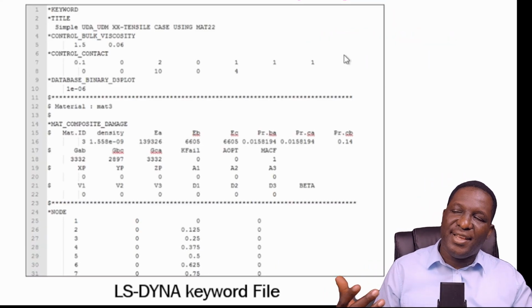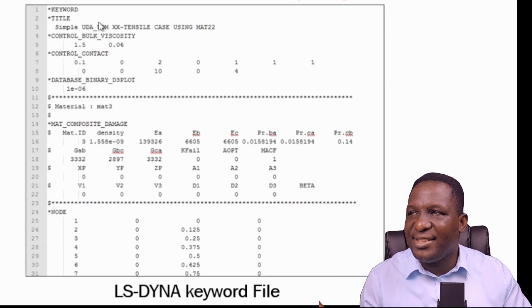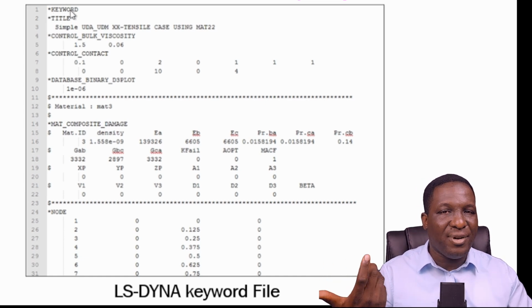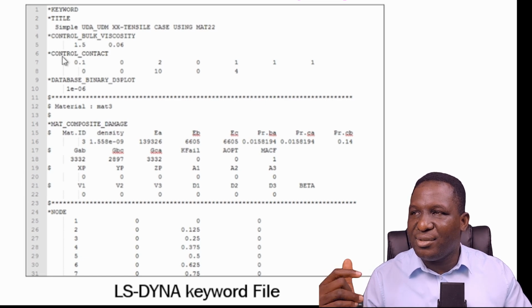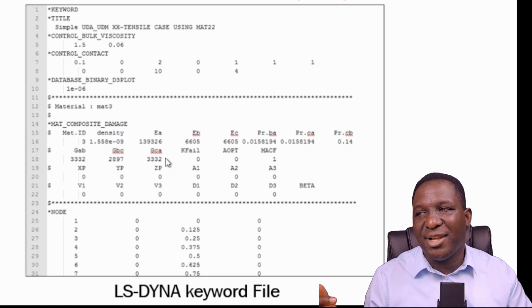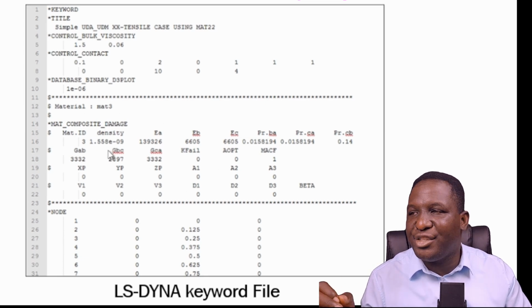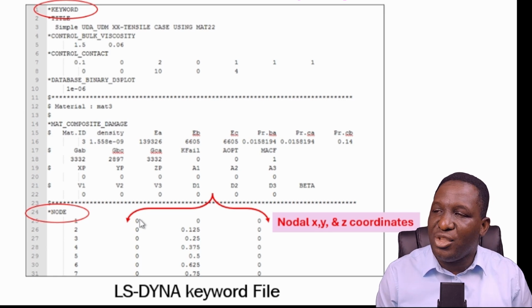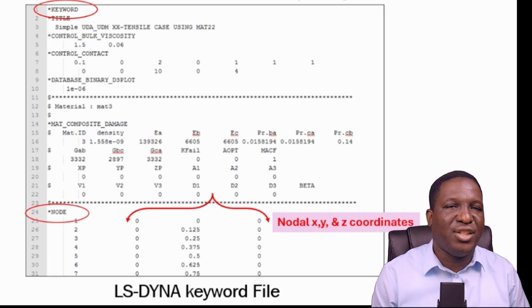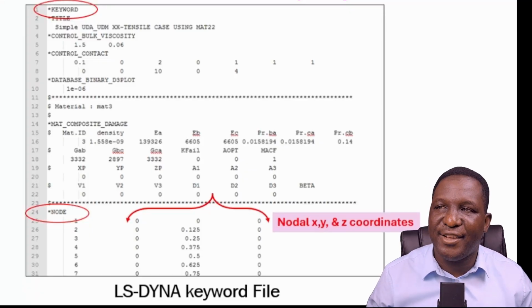Another keyword file is LS-DYNA. So LS-DYNA in this case, again, has structures. There are the star commands, which are more like instructions for it to execute. So we've got the keyword, we've got the title, we've got control blocks, viscosity, you've got a material model. This is a user-defined material model for undertaking composite damage. And then also you've got the nodes like we did before. So again, the node numbers and the nodal XYZ coordinates. And all this information again gets passed onto the simulation engine to begin to crunch the FEA solution.